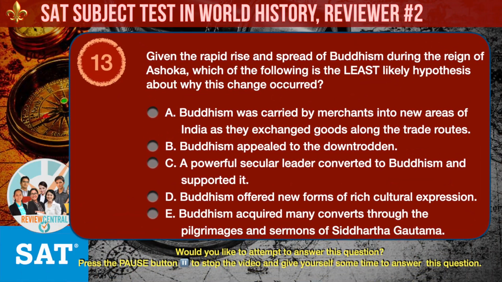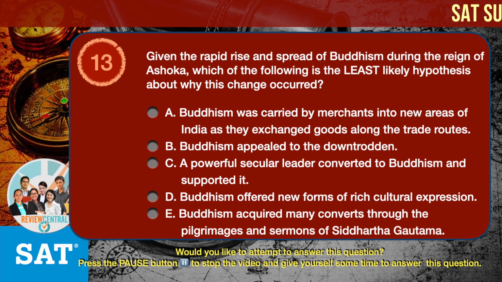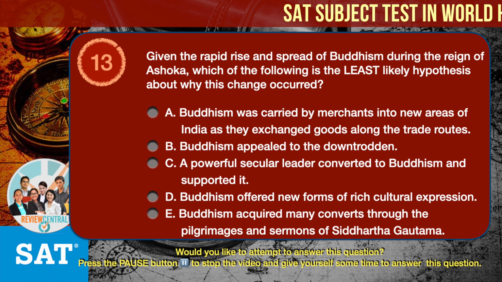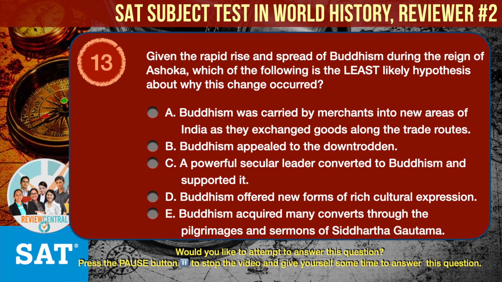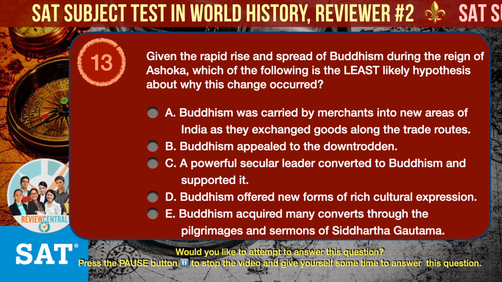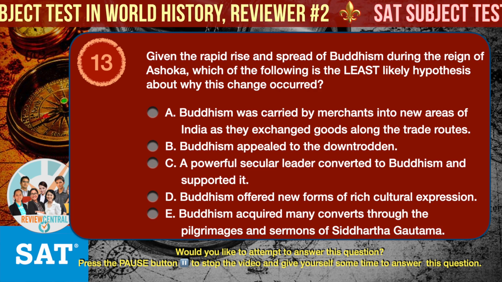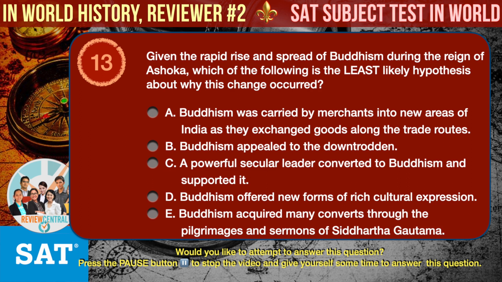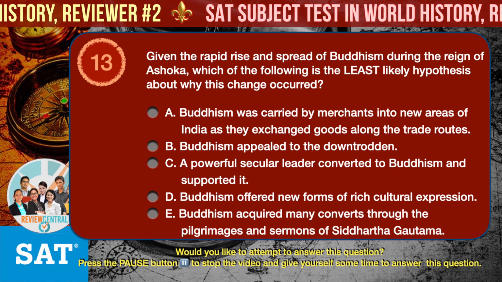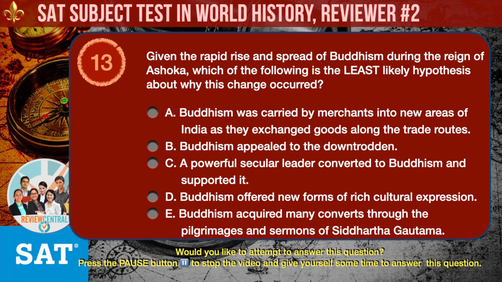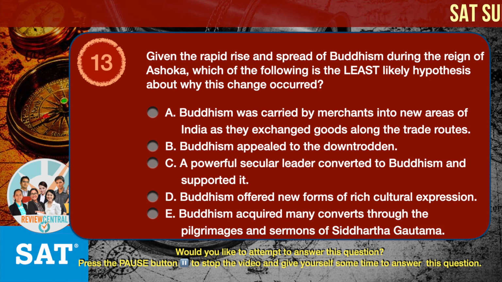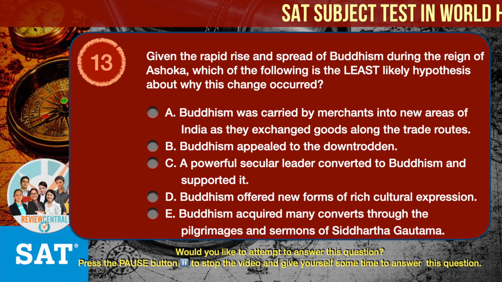Question number 13. Given the rapid rise and spread of Buddhism during the reign of Ashoka, which of the following is the least likely hypothesis about why this change occurred? A. Buddhism was carried by merchants into new areas of India as they exchanged goods along the trade routes. B. Buddhism appealed to the downtrodden. C. A powerful secular leader converted to Buddhism and supported it. D. Buddhism offered new forms of rich cultural expression. E. Buddhism acquired many converts through the pilgrimages and sermons of Siddhartha Gautama.